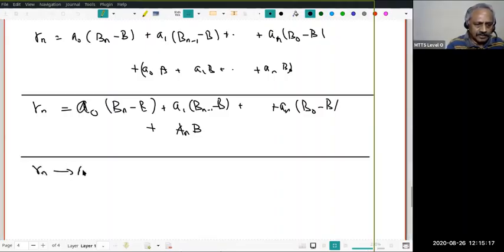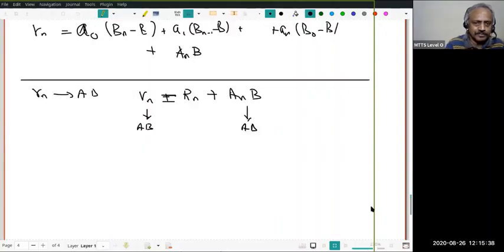Gamma n converges to ab, but let's look at this term. Gamma n equals something, let me call it R_n, plus a_n b. Okay. Now I want to say gamma n converges to ab, but let's look at a_n b. Where does it converge to? It converges to ab. Therefore, what do you think I should prove? Yes, I should prove R_n goes to 0. Do you appreciate this?